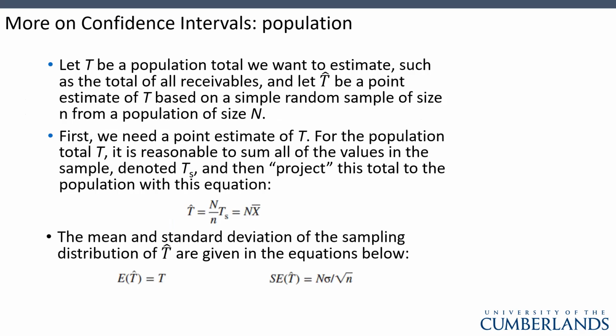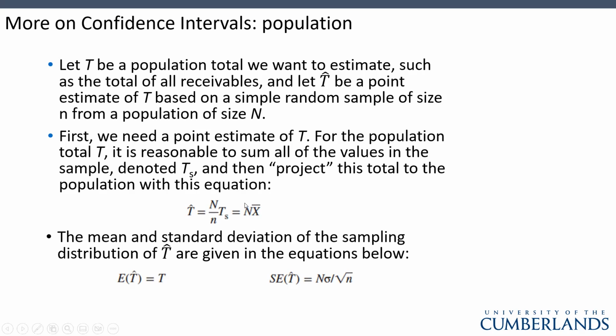This is some more on confidence intervals and the population. As you can see here, the very first one is let T be a population total that you want to estimate. First, you will need a point estimate of T for the population of T, as you can see here. This is the total of the population with this equation.